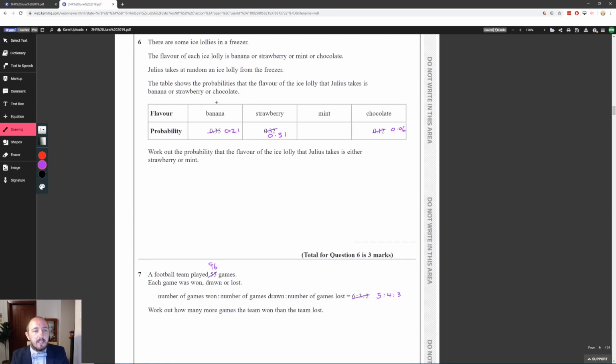Some probabilities here, we have to find the missing one, so we're going to do 0.21 plus 0.31 plus 0.06. So that gives us 0.58. 1 minus that to give me the missing one is 0.42. So now work out the probability that Julius takes strawberry or mint. So strawberry or mint is those two added together, which is 0.73.